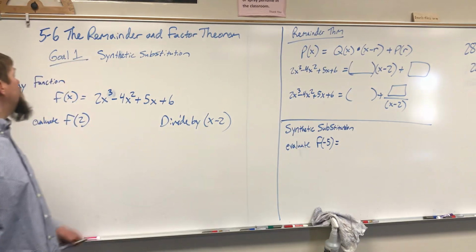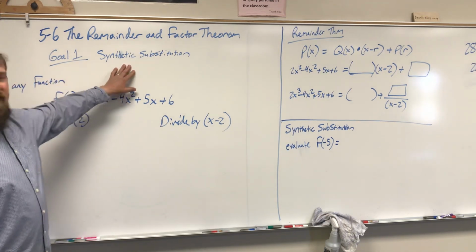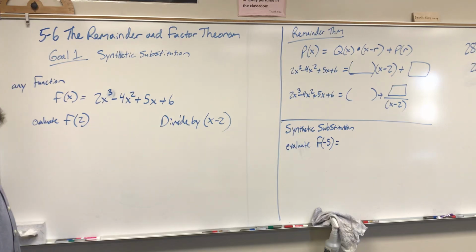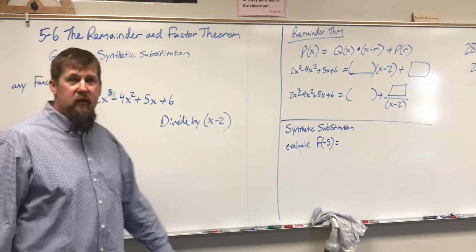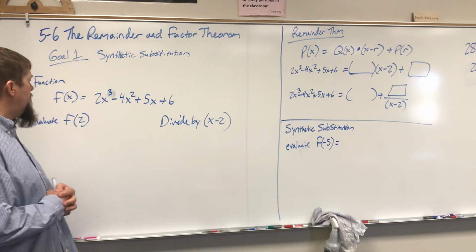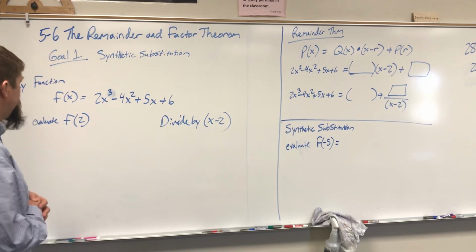Okay, so 5.6 is on the remainder and the factor theorems. Now, the first goal is called synthetic substitution, and I'm going to get into why it's called that instead of synthetic division like we did earlier. So, for example, here's what we're doing. We take any polynomial, f of x. I just made one up: 2x cubed minus 4x squared plus 5x plus 6.